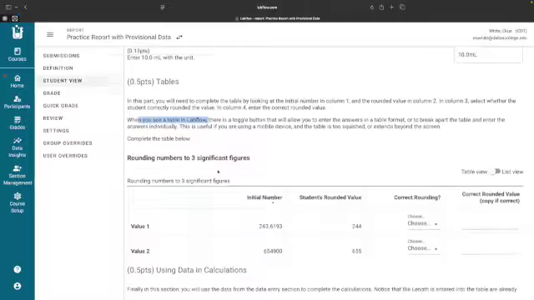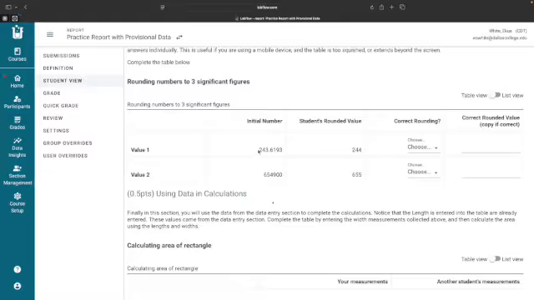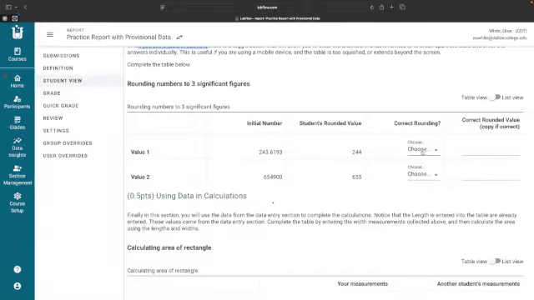Complete the table below. Okay, so right here. Value 1, 243.619. Student's value 244. I guess I can say it's correct. Correct rounding. What was the correct rounding to? 244. Okay. For this one here, the number is 654900. Student's rounded value 655. Not correct. Okay. The logic I have here is imagine this was your number, right?